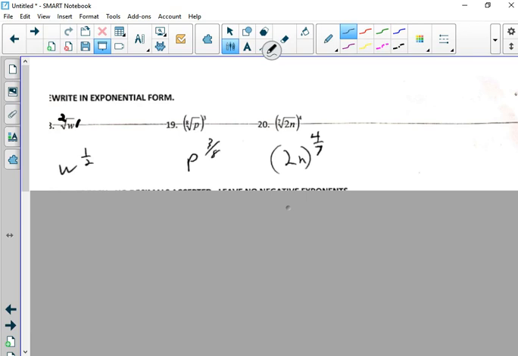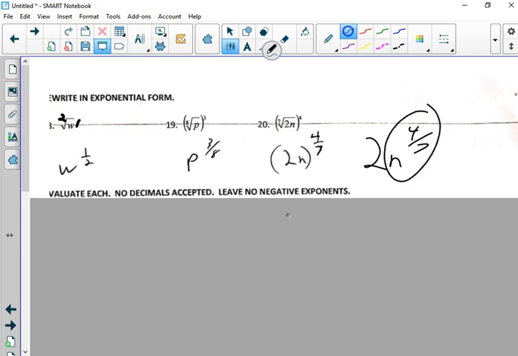19, 3 8ths, 24 7ths. But remember to put that 2n in parentheses. If you just write 2n to the 4 7ths, that was marked wrong, because that's telling you it's just n. So you gotta make sure it's 2n in parentheses.